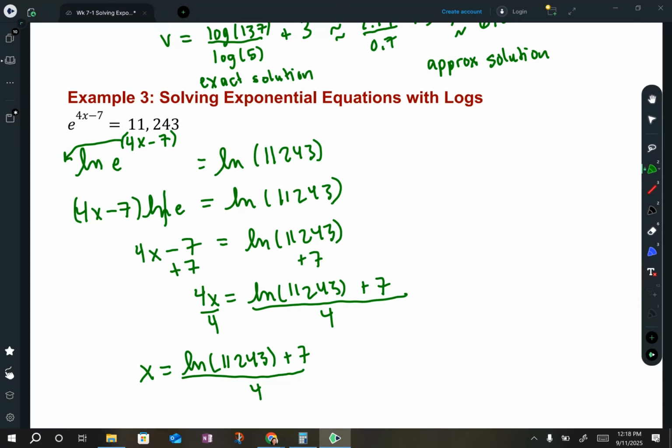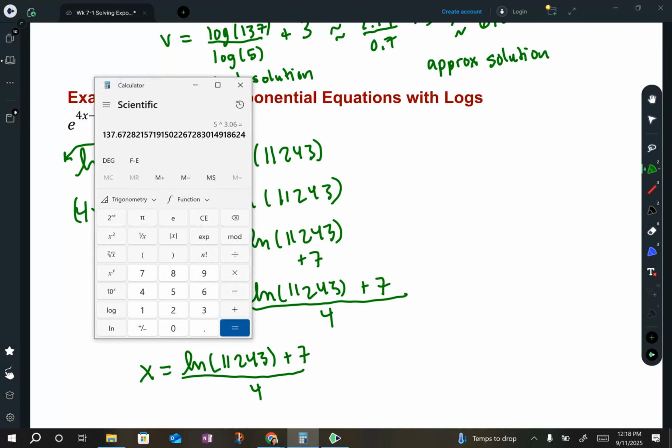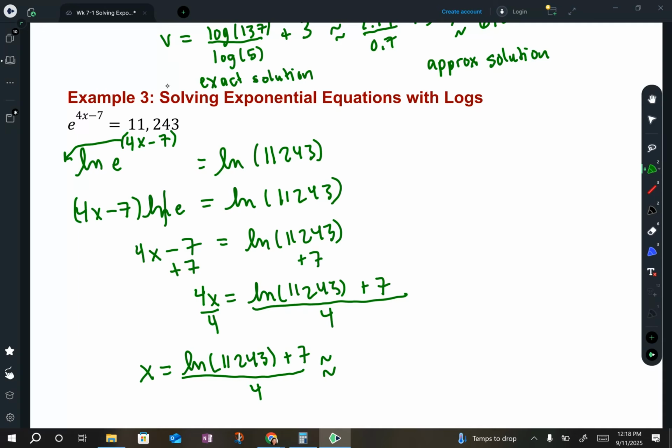Let's go ahead and get an approximate solution and check our answer. Let's approximate this with a decimal. We take the natural log of 11,243, add 7 to that, and divide that by 4. And I get about 4.08. So that's my approximate solution, and this is my exact solution.